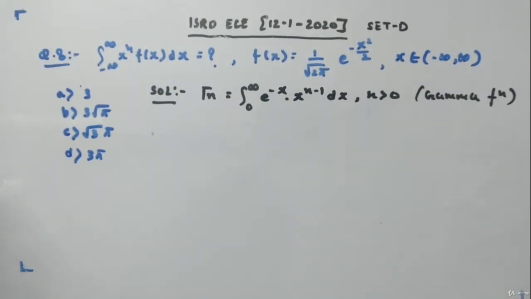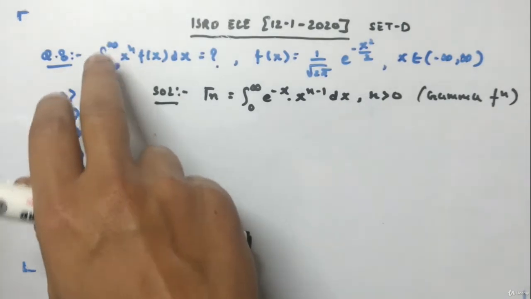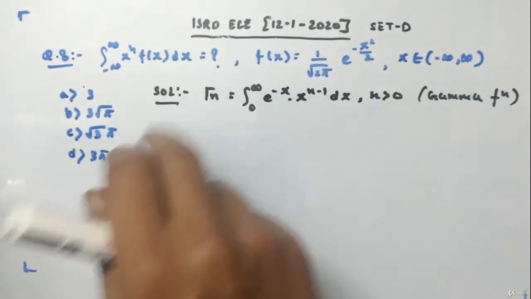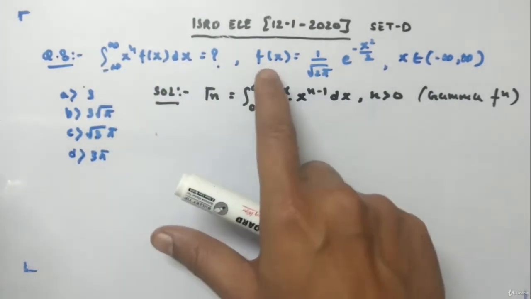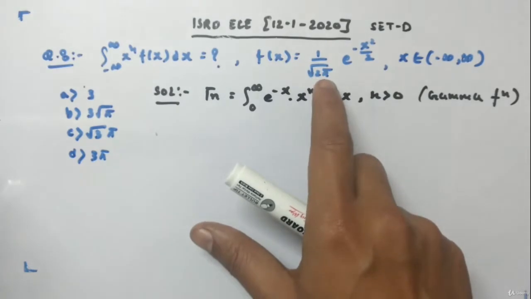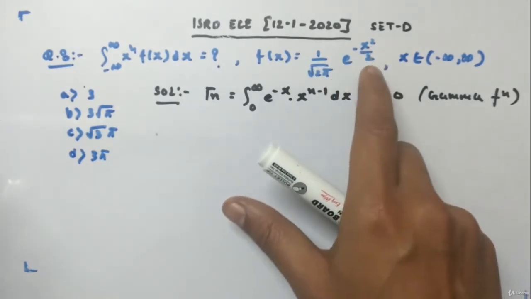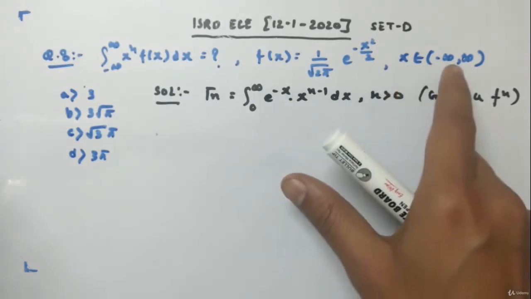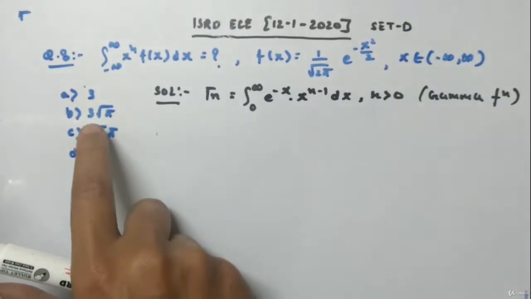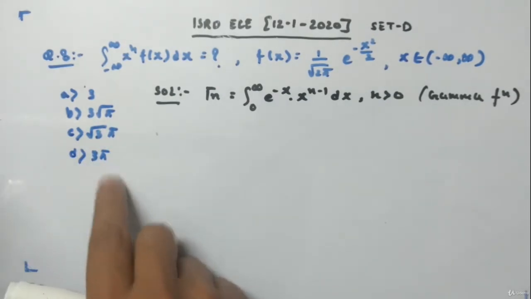Okay, so question 8. Evaluate the integral from minus infinity to infinity of x to the power 4 f(x) dx, given that f(x) is equal to 1 by under root 2 pi, e to the power minus x square divided by 2, for x belonging to minus infinity to plus infinity. The options are 3, 3 root 2 pi, root 3 into pi and 3 pi.